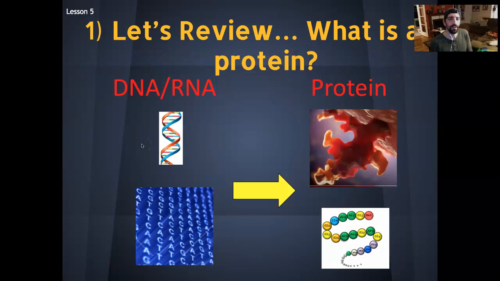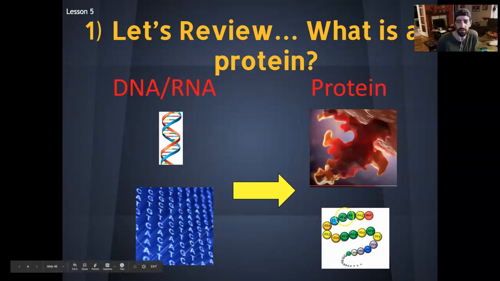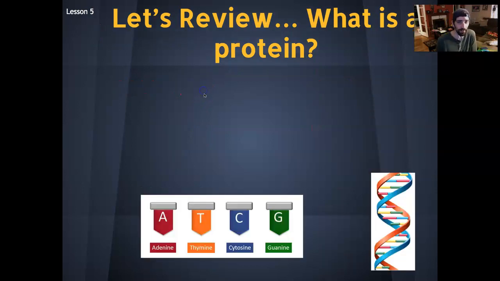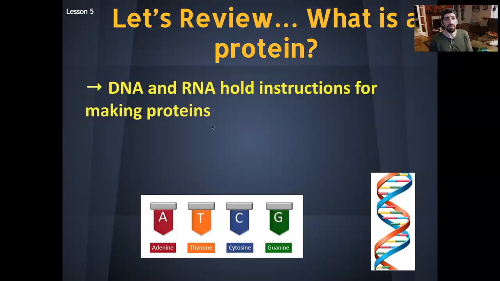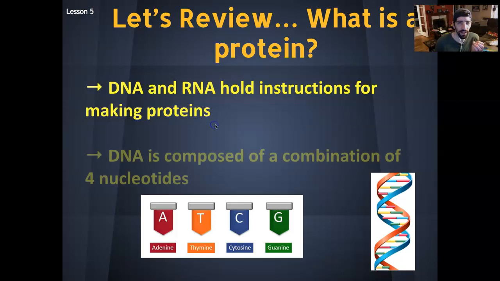Just to review here, proteins over here are made up of these little circles right here, which are amino acids. And there's 20 different amino acids, and the way that we know what order or which amino acids to put in there to make a protein like this is that information is coded for by DNA, or in the case of a coronavirus, by RNA. So DNA and RNA hold the instructions for making proteins.